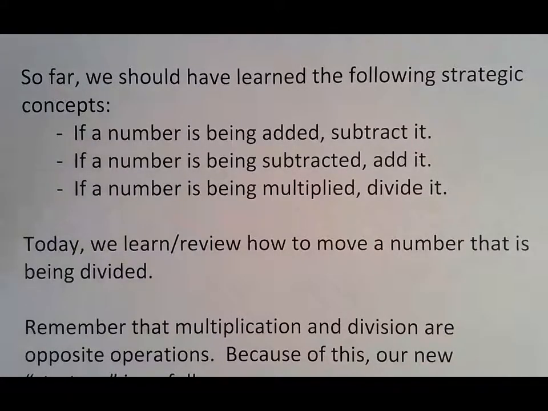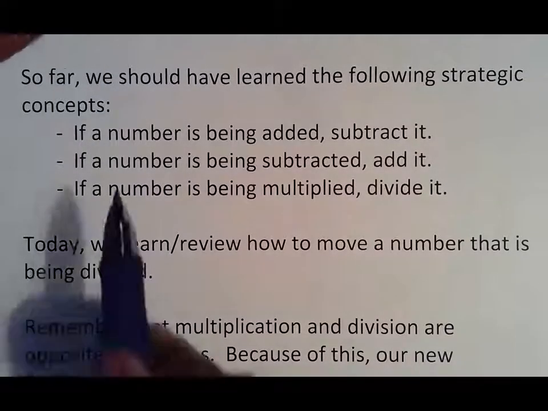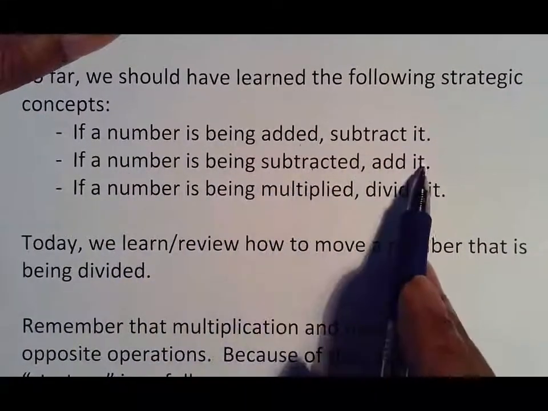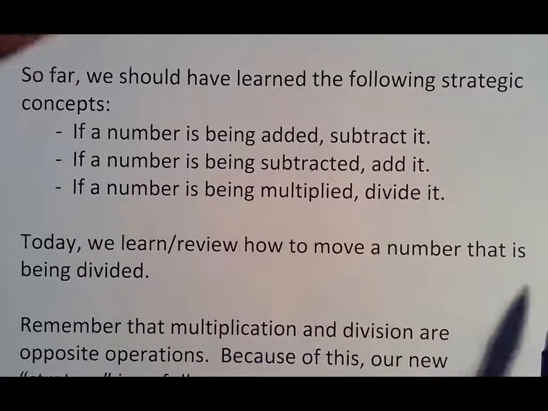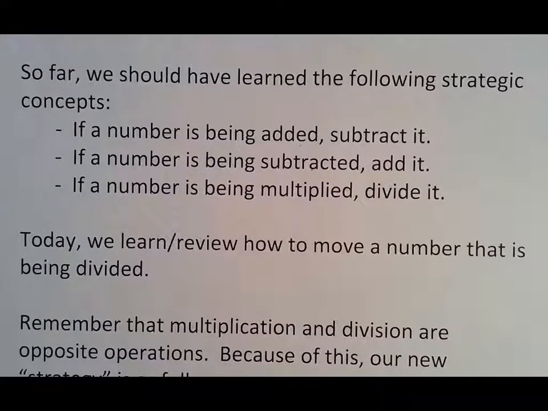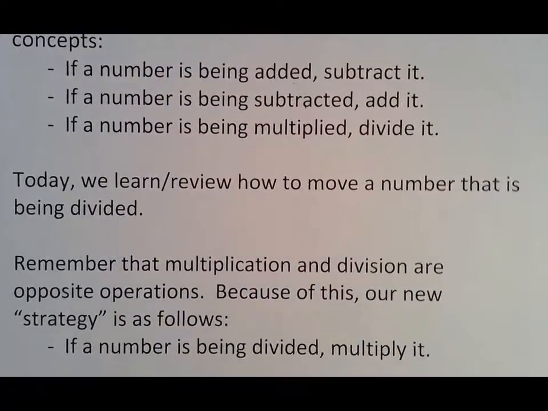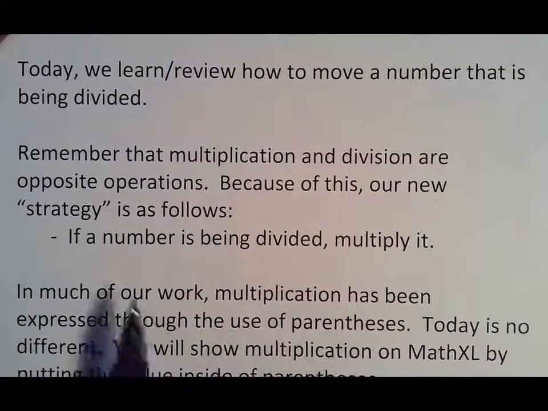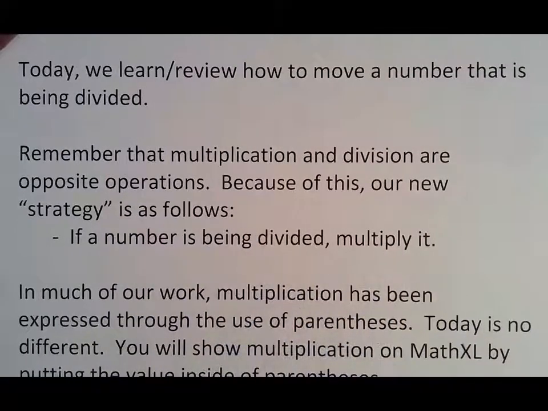You'll be fine. So far, we should have learned the following strategic concepts. If a number is being added, subtract it. If a number is being subtracted, add it. If a number is being multiplied, divide it. That's 3. Today, we're going to learn how to move a number that's being divided, which you should already kind of know. But again, remember that multiplication and division are opposites. And because of this, our new strategy is as follows. If a number is being divided, multiply it.